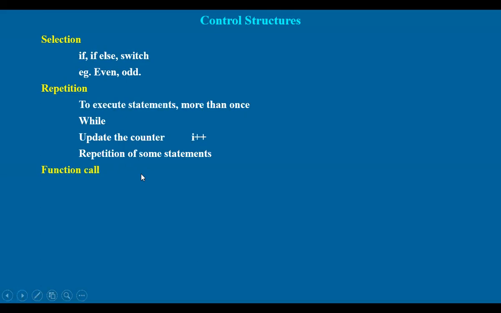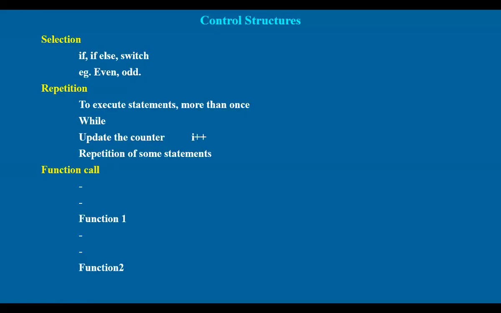Next comes a function call. Here we'll be writing a particular function and we will be using that particular function whenever it is required. Something like function 1 is used here, or some other function may be used somewhere, right? So this is the way of using the if and else. The flow control is depending on this.